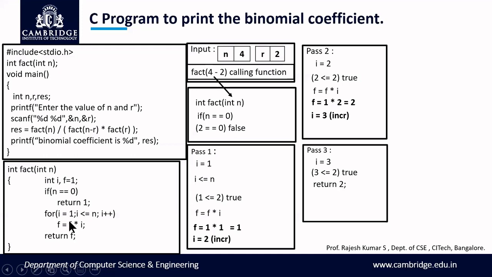2 will be returned. 2 will be returned to whom? This is the calling function. So 2 will be returned here. So in this you can observe, when the first function made a call, 24 was returned. When the second function made a call, 2 was returned to this.